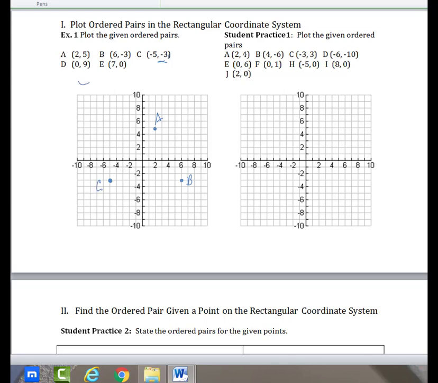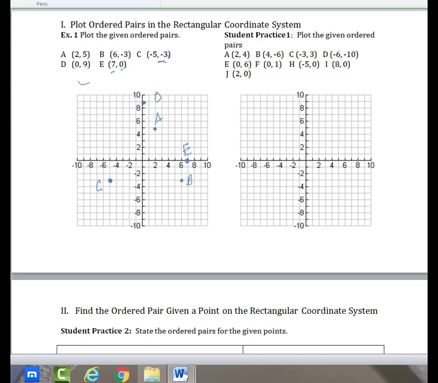Now 0, 9, when the x-coordinate is 0, remember you're starting at the origin. The 0 in the first coordinate tells you you don't go either left or right. All right? You just stop, no left or right, but you're going to go up 9. It's going to be right here, and that would be D. And then the last ordered pair, the y-coordinate is 0, and the x-coordinate is 7, so it tells us we need to go to the right 7, and then since the y-coordinate is 0, it means I don't go up or down, I just stay right where I am, and that would be E.